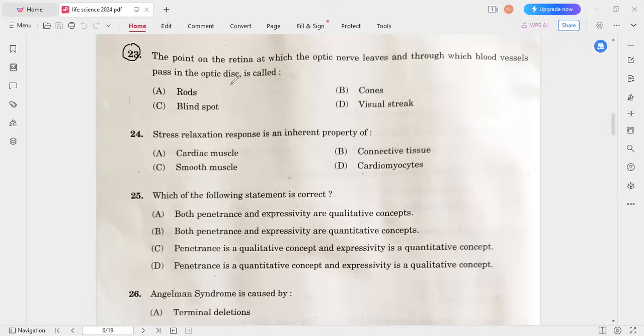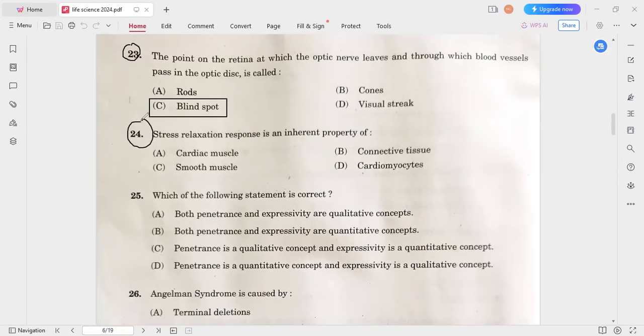Usually there is one spot in the eye which is called the blind spot. Photoreceptor cells are not present in this region, hence it is called blind, because there are no rods and no cones. So light falling at this spot does not form any image. That's why it's called the blind spot. It is the region where the optic nerve passes through the optic disc, out of the eyes. So option C is the correct answer for question number 23. Now the next question, question number 24.